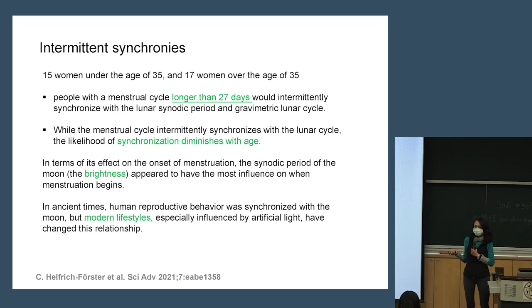年纪越大,看起来这 synchronization 跟月相就不合了。那当然有很多原因,例如说 hormone 啊,menopause 啦、啊,或是其他的 issue。那你知道月亮的这个周期有两种,一种是明暗周期,就是你看到满月、新月;一种是引力的、重力的周期,对吧?你的潮汐的周期。好,They found that the menstrual cycle correlate better with the brightness of the moon.